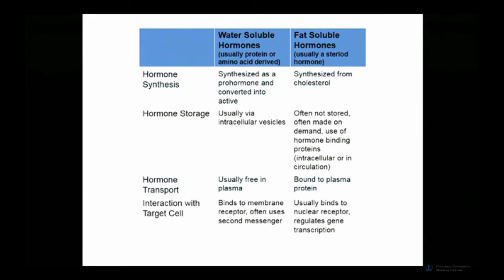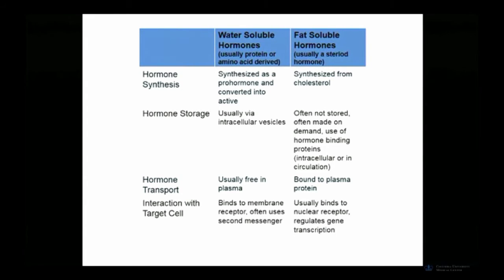Okay? So water-soluble hormones differ in terms of these characteristics from fat-soluble hormones in important ways. So synthesis. With the exception of T3 and T4, the water-soluble hormones are protein in nature, and so they tend to start off as longer chains of amino acids that get pared down to an active hormone, while the fat-soluble hormones are synthesized from cholesterol. In terms of storage, water-soluble hormones are very easily stored in intracellular vesicles, and they often are. Okay? Most of the time they are.